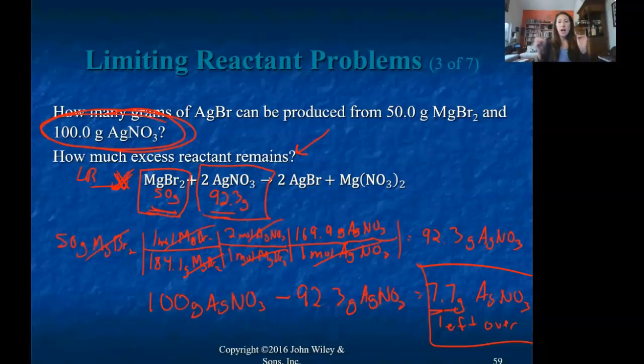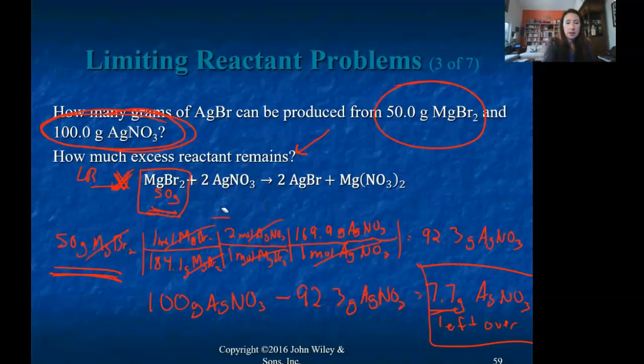So how do we find our excess reactant that remains? We start with the limiting reactant. We started with 50 grams of MgBr2. Once you find your limiting reactant, you always use it. Ignore anything else but your limiting reactant once you find it. That's what we're going to use for everything we do. Start with your limiting reactant. Convert it, or react it, with the excess. We want to know how much excess we used when we reacted it with our limiting reactant.